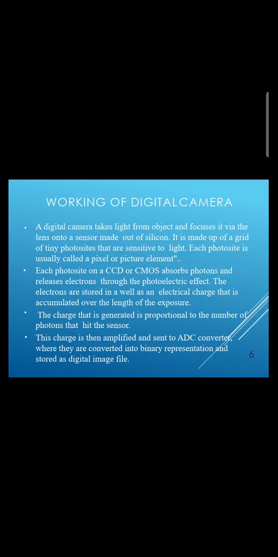Each photosite on a CCD or CMOS absorbs photons and releases electrons through the photoelectric effect. The electrons are stored in a well as an electric charge that is accumulated over the length of the exposure. The charge that is generated is proportional to the number of photons that hit the sensor. This charge is then amplified and sent to the ADC converter where it is converted into binary representation and stored as a digital image file.